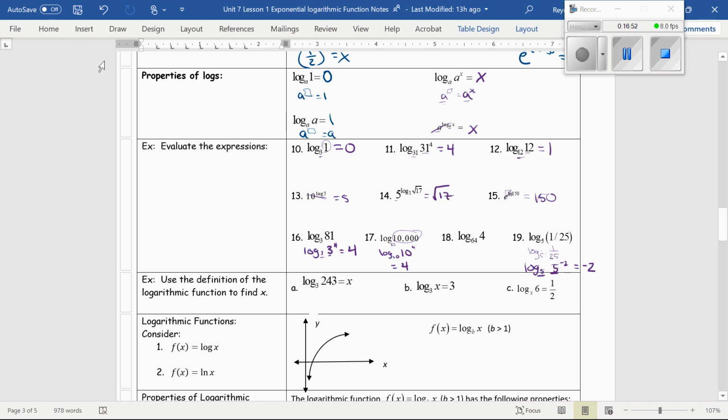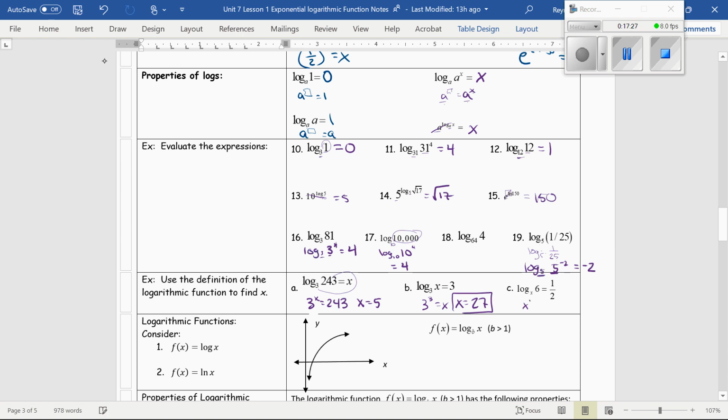All right. You could also use the definition of a log versus an exponent to evaluate the expression. So if you have log base 3 of 243 equals x, you could just convert this into exponential form. 3 to what power equals 243? And solve it from there. All right, so x equals 5. 3 to the 3rd equals x, and so x equals 27.